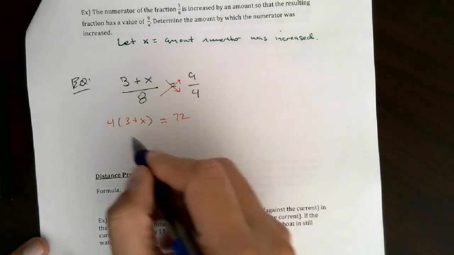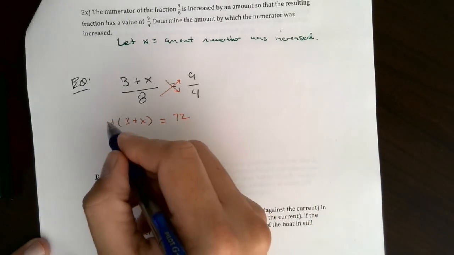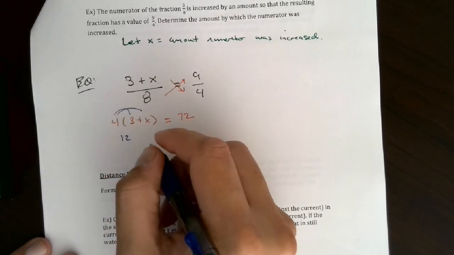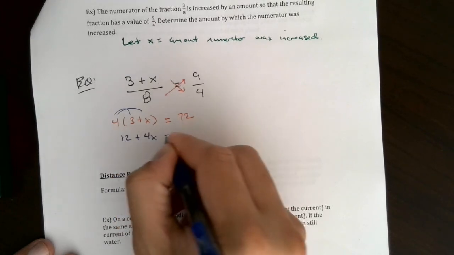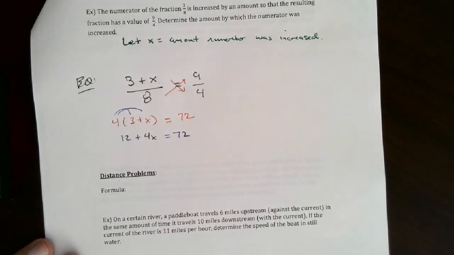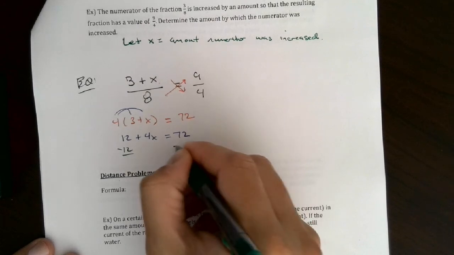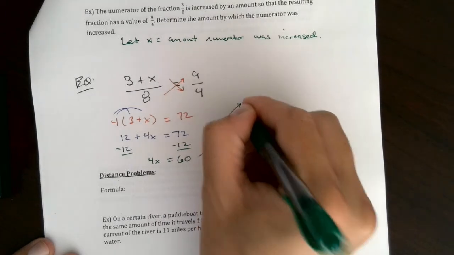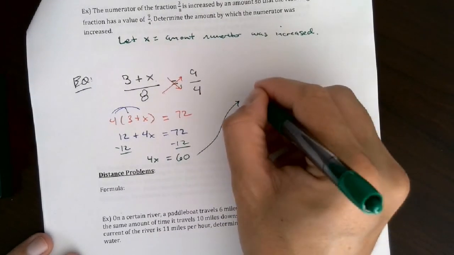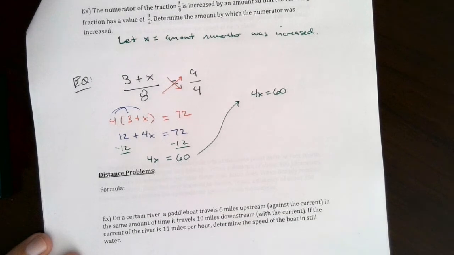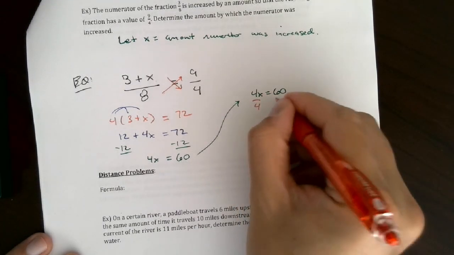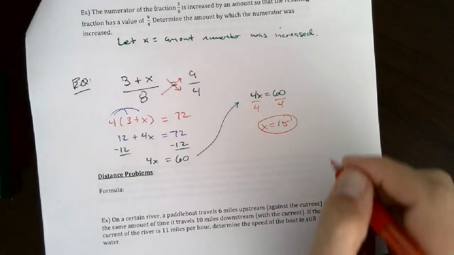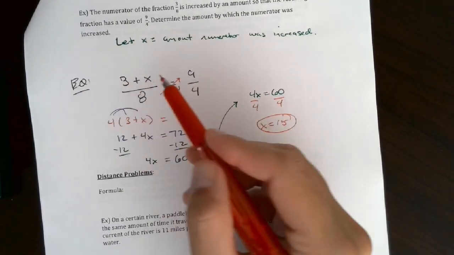So when we get to this, we have 4 times 3 plus x equals 72. We can distribute through with the 4. So 4 times 3 gives you 12, and 4 times x gives you plus 4x, equals 72. Then I will subtract 12 from both sides. We end up with 4x equals 72 minus 12, which is 60. So I have 4x equals 60, and then we divide by 4, and you get x equals 15.